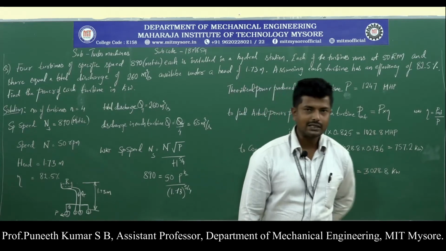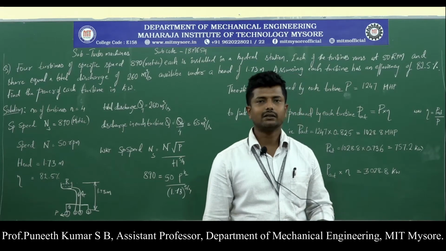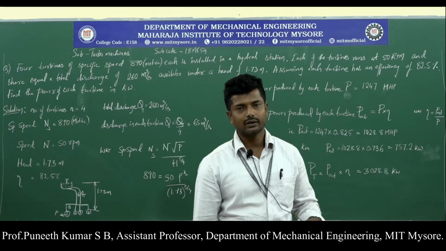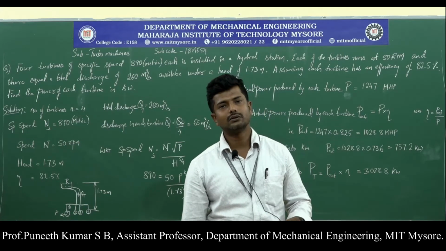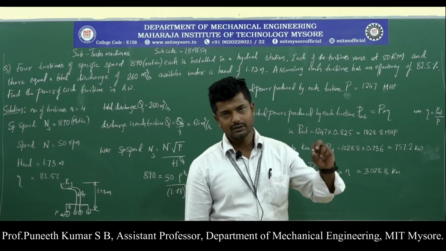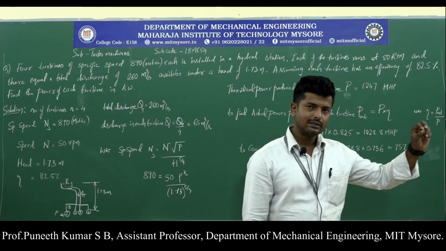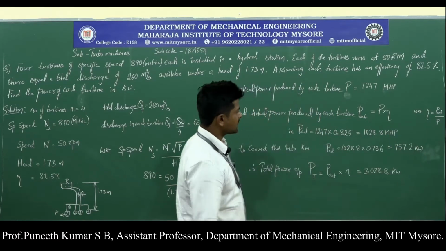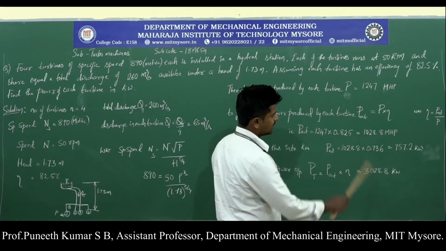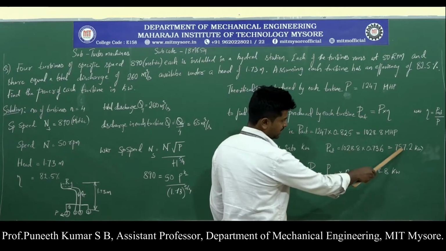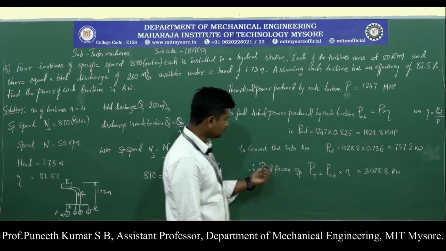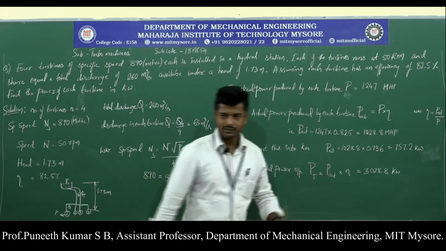Now, to convert this metric horsepower into kilowatt, I have just multiplied by 0.736. What is 0.736? It is a conversion factor, or I can also say that 1 horsepower is equal to 0.736 kilowatt. So, for that reason, I have just multiplied 0.736 to metric horsepower, so that I will get it in terms of kilowatts.